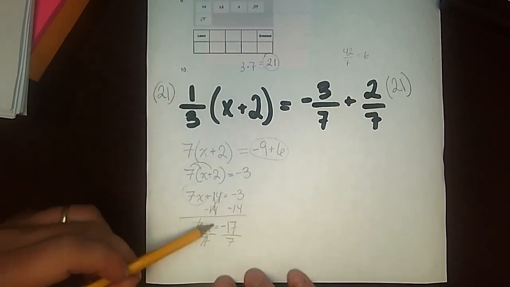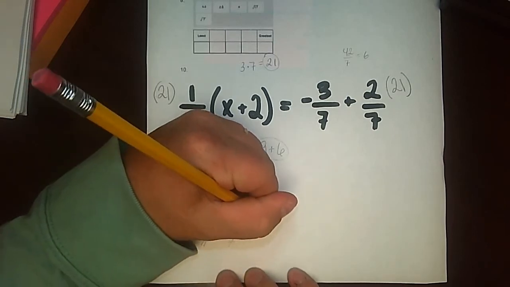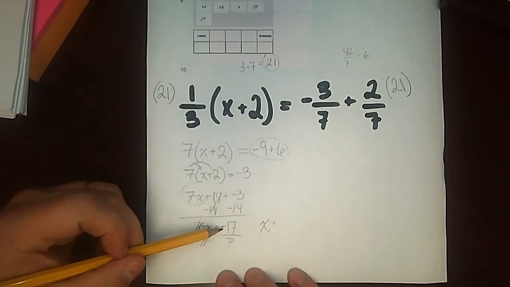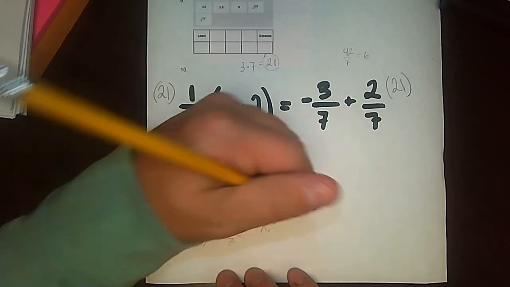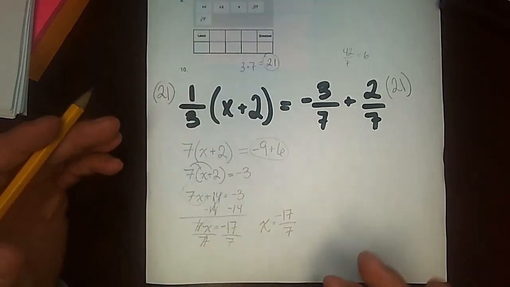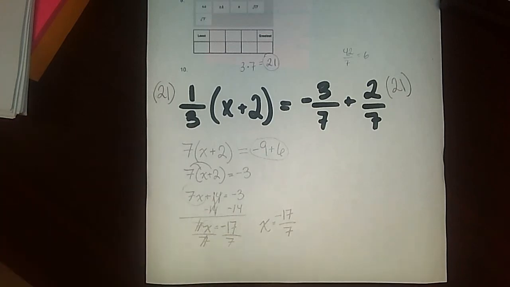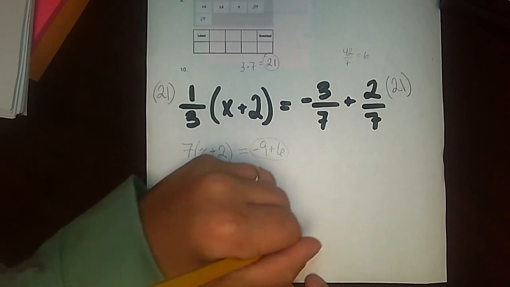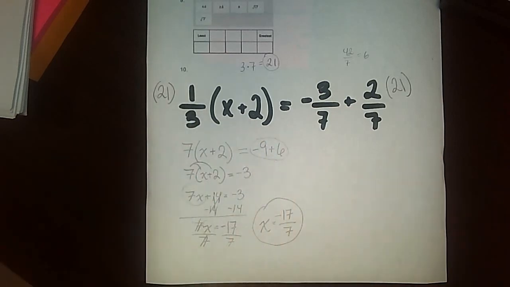Alright, so now that x is by itself, we have our answer. The answer we would just keep is negative 17 over 7. Now, yes, you can convert that into a decimal. You could say, okay, negative 17 divided by 7 is this decimal right here. But for all intents and purposes, let's just keep it as this improper fraction. So we would say the answer to this equation is x equals negative 17 over 7.